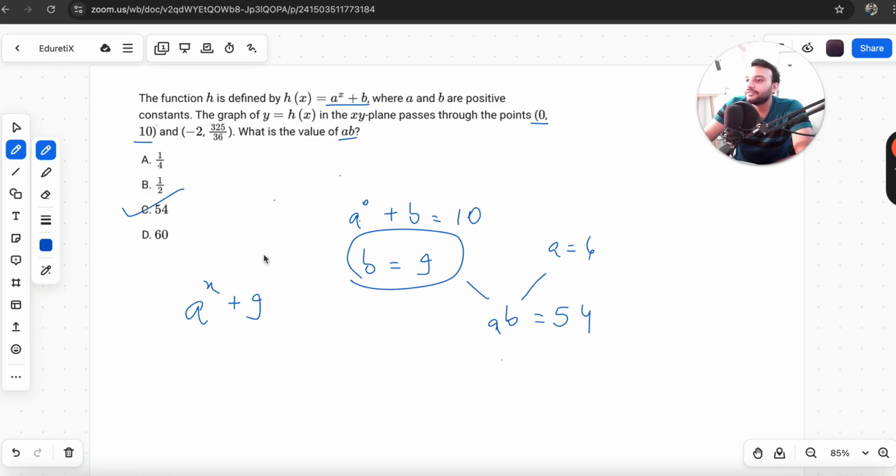Otherwise, manually, you'll be using this point. It can be solved manually as well. You'll be using this point and you'll be putting the values in the given expression to solve for the value of A.